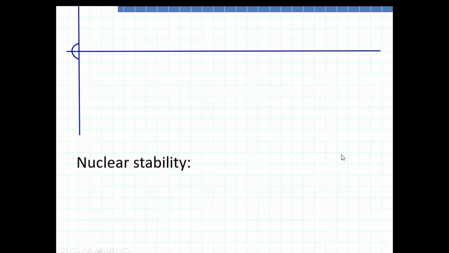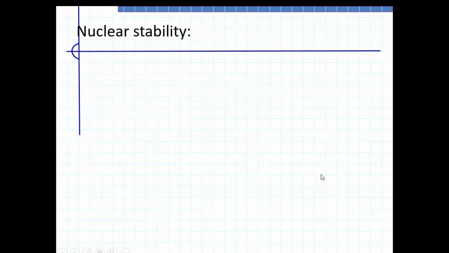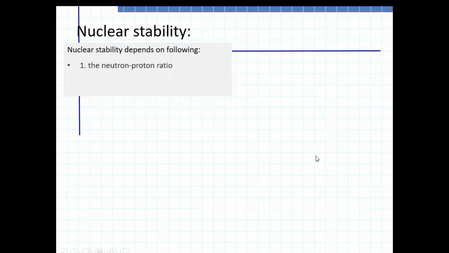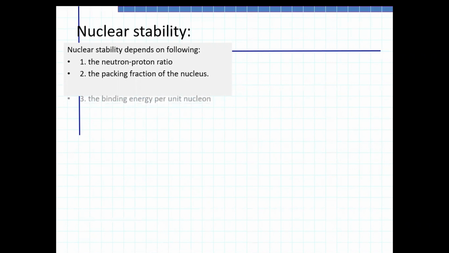We can divide this by the total number of nucleons to get the binding energy per nucleon. Let's move further to talk about the nuclear stability. And in this regard, it depends on the neutron-proton ratio. How stable the nucleus is will come out as a result of the packing fraction of the nucleus, and also the binding energy per unit nucleon.